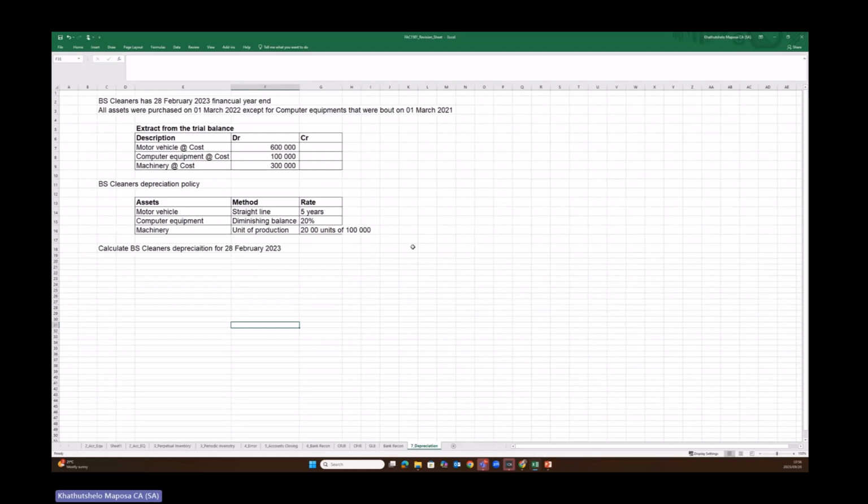I can tell you for free, without fear of contradiction, that depreciation is going to be there in assessment number 4 and assessment number 5, because this is a very important and crucial part of accounting. I think there is even a module in year number 3 which is dedicated to property, plant and equipment. That's how important this particular standard is in accounting. So I've prepared a simple question here.